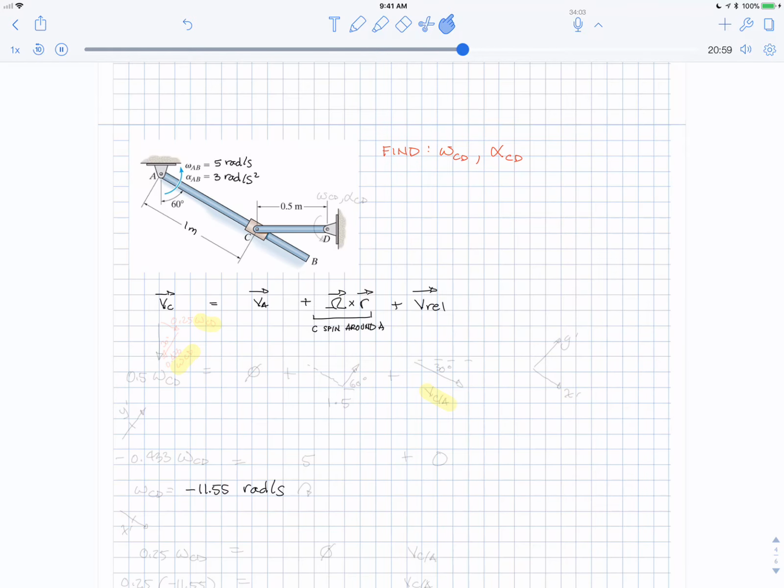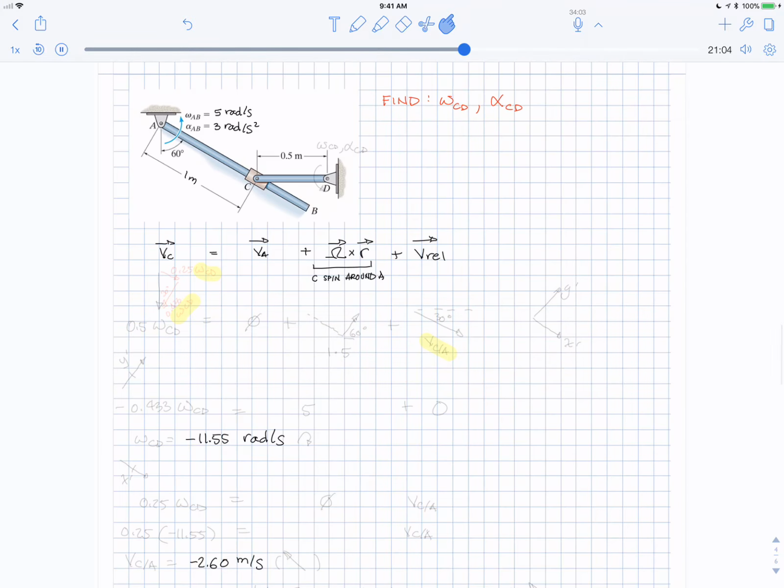Okay, so here's the next problem. I've gone ahead and already written out the velocity equation. And so we're going to do C relative to A, where A isn't moving. We need to find omega CD and alpha CD. I'm going to assume both of those are going counterclockwise, and we'll see how lucky I am, if they come out positive or not. So I'm going to take counterclockwise for omega CD and alpha CD.